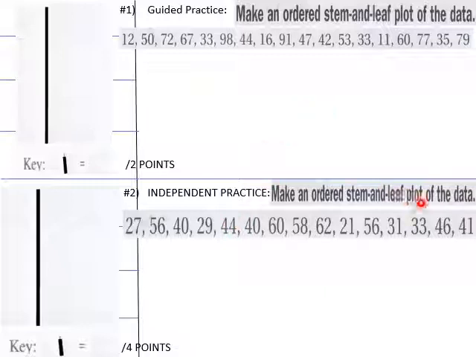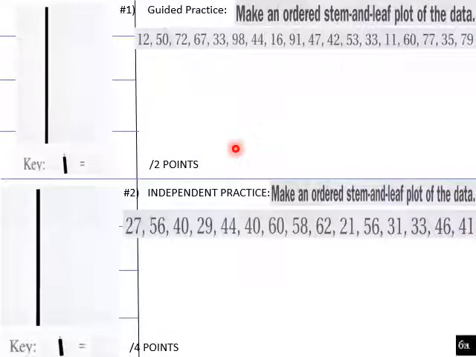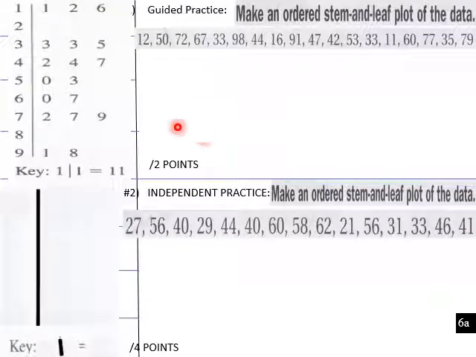Then make an ordered stem and leaf plot of this data. So how would we do that? Well, okay, let's see how we would do that. Here is your stem and leaf for this data set here.